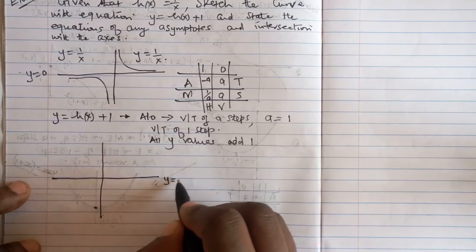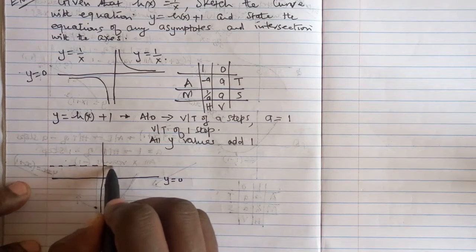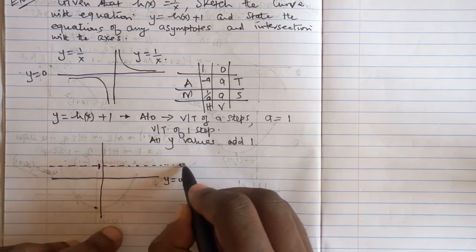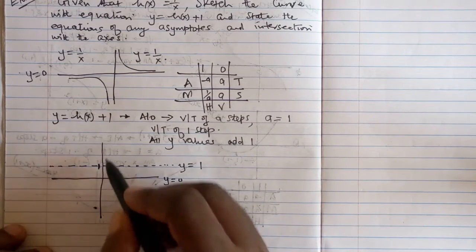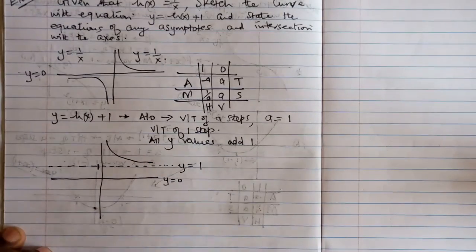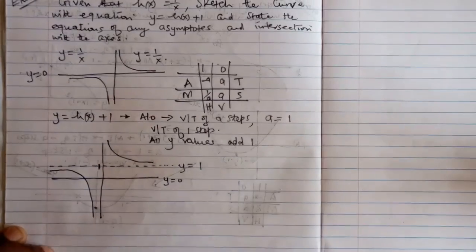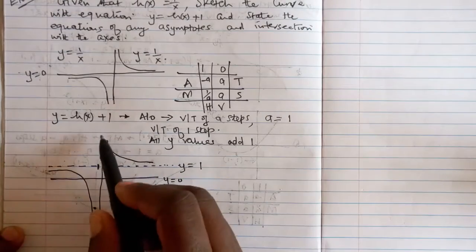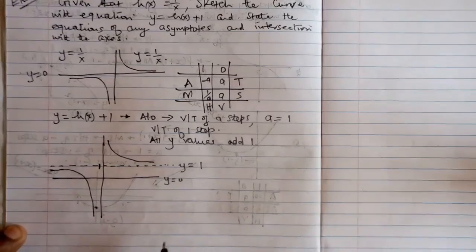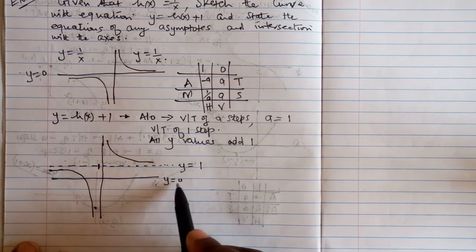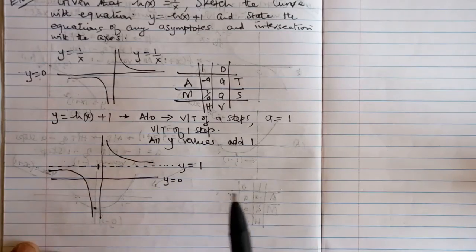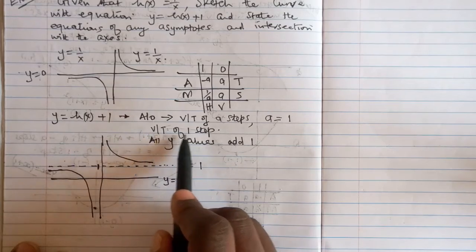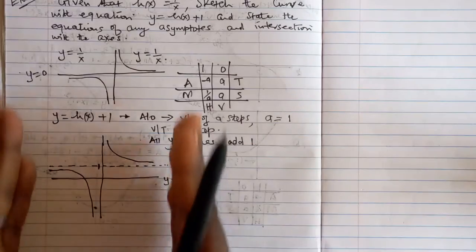This is, again, y = 0. But the asymptote shifts to this particular point, and this point is now 1. It's no longer y = 0. This is the line y = 1. The rest of the points will change, but the change will be insignificant, because you cannot show it practically when infinity changes by 1. So the infinity condition will still be maintained, but this time the asymptote will not be along the line y = 0. It will be along the line y = 1. That shows clearly that all values of y have been added 1 each, because we are talking about vertical translation of one step. We move the whole graph upwards by one step.